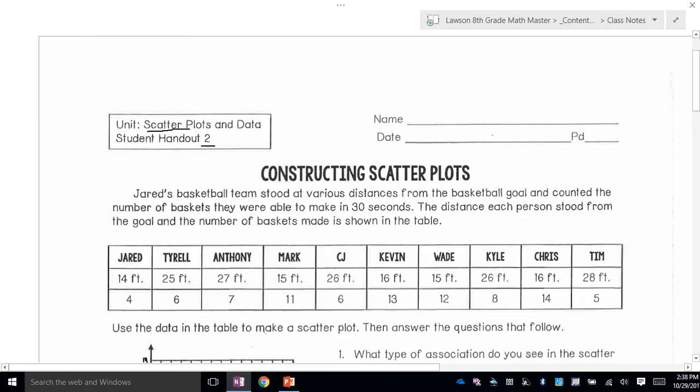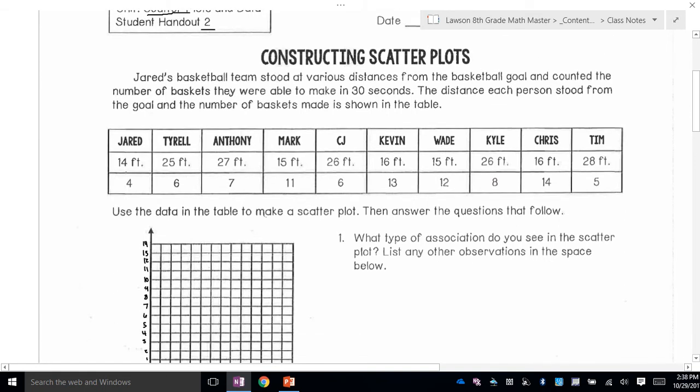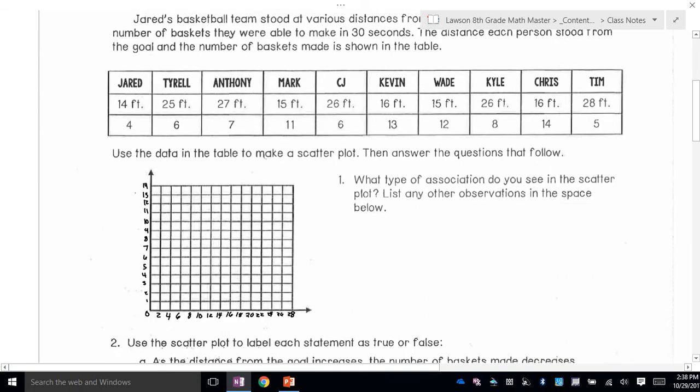Okay, so we're going to go ahead and get started looking at this lesson. And we're going to just jump right into it. It says, Jared's basketball team stood at various distances from the basketball goal and counted the number of baskets they were able to make in 30 seconds. The distance each person stood from the goal and the number of baskets made is shown in the table. So Jared stood 14 feet away from the goal and he made 4 baskets. Tyrell 25 feet away and he made 6 baskets, and so on and so forth for the rest of the teammates. And then it says, use the data in this table to make a scatter plot.